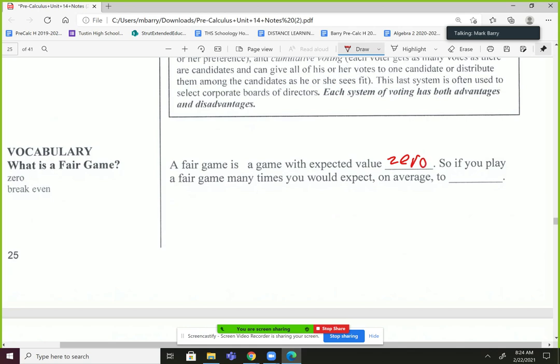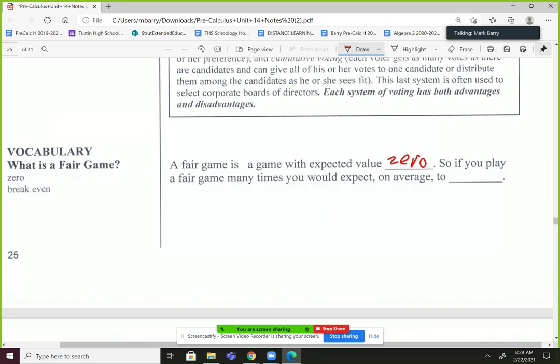So we just saw the previous question with the roulette game. Was that a fair game? I would say no. It was in the negative, correct? So it was advantage to the house. So if we had a fair game, that final answer would have come out to exactly 0.